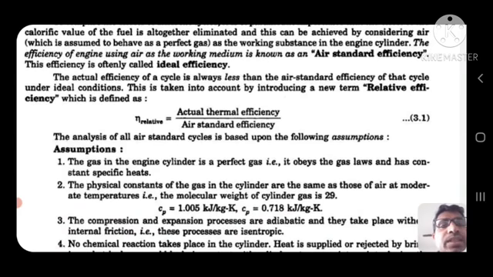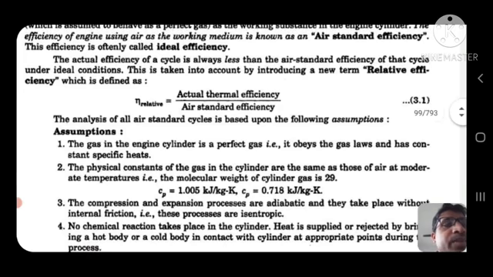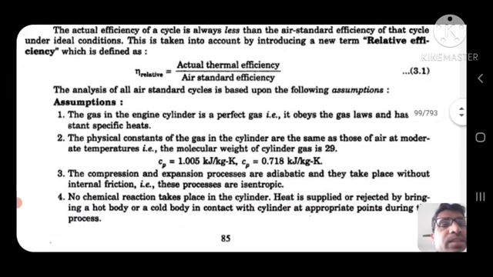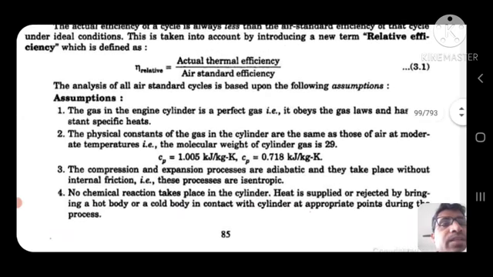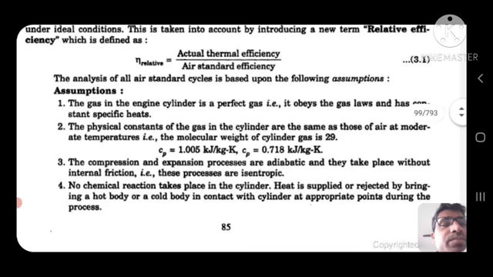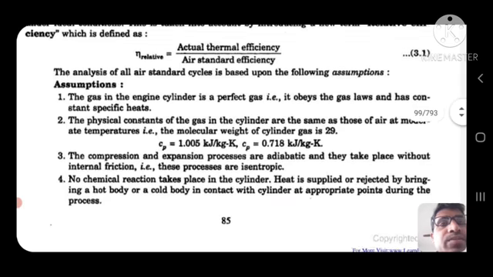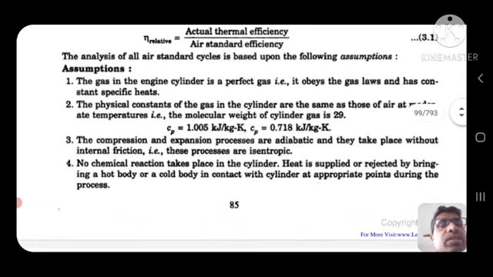The efficiency of an engine using air as the working medium is known as air standard efficiency. This efficiency is often called ideal efficiency. The actual efficiency of a cycle is always less than the air standard efficiency of that cycle under ideal conditions. This is taken into account by introducing a new term, relative efficiency, which is defined as actual thermal efficiency divided by air standard efficiency.